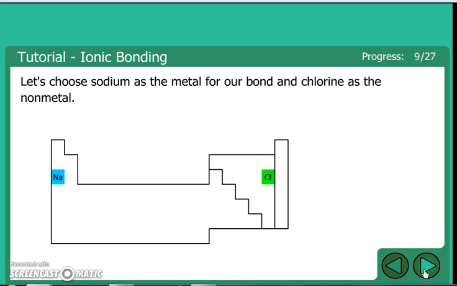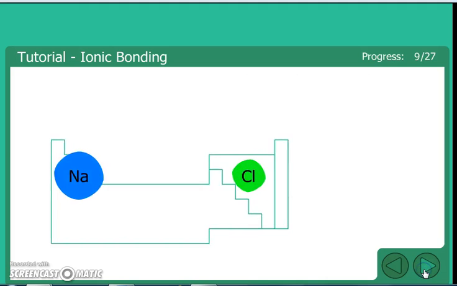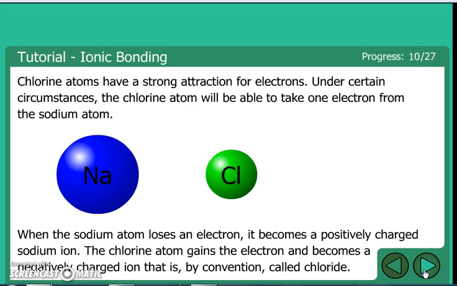Let's choose sodium as the metal for our bond and chlorine as the nonmetal. Chlorine atoms have a strong attraction for electrons. Under certain circumstances, the chlorine atom will be able to take one electron from the sodium atom. When the sodium atom loses an electron, it becomes a positively charged sodium ion. The chlorine atom gains the electron and becomes a negatively charged ion that is, by convention, called chloride. Now you can answer questions 12, 13, and 14.